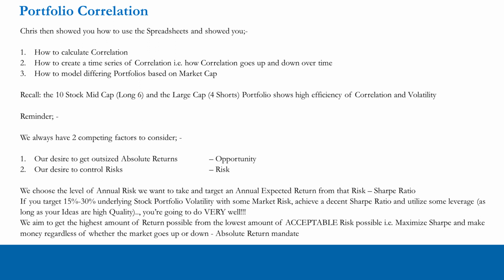So yes, we aim to get the highest amount of return possible from the lowest amount of acceptable risk that's possible. So again, we are choosing that level of volatility that's high enough to get outsized returns, but not too high that we're being irresponsible. And we are happy to accept some market risk. So we're looking to maximize our Sharpe ratio, and we have an absolute return mandate. So we're looking to make money regardless of whether the market goes up or down.